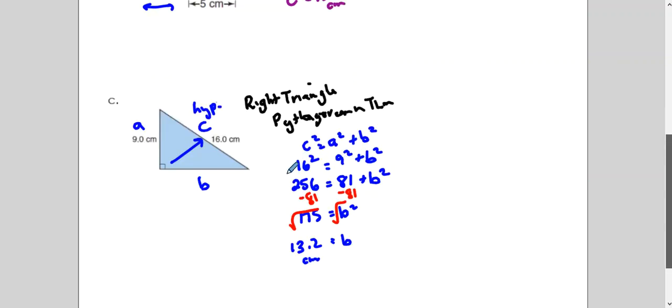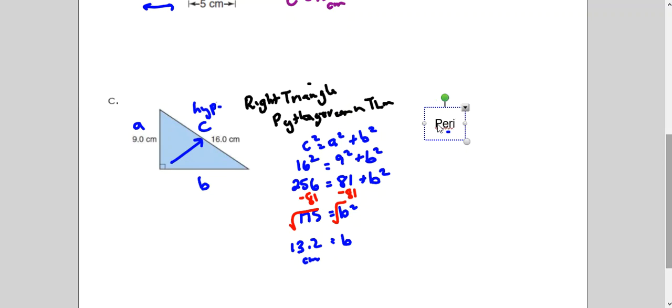All right, I squared each term. I had to move the 81 away from b because that's what we're solving for. And then I had to do the square root to get that. But have I answered my question? No, because I need to find the perimeter.